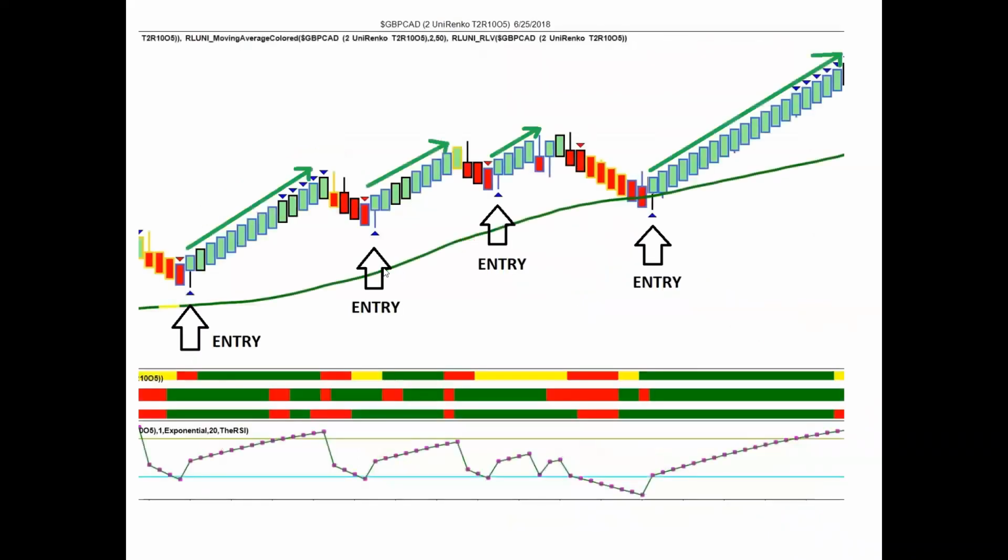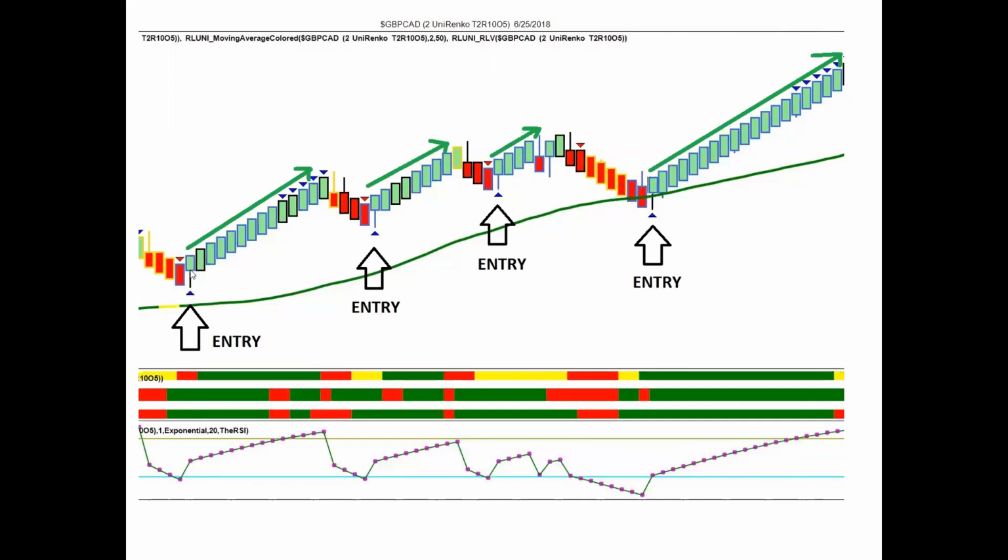Now, here's examples. Now we've got market structure. You have a 50, and this is a 50 exponential. Above the 50, we can only trade long, and below the 50, we can only trade short. That's one of the rules that we never break. And you can see we've got a long signal right here.